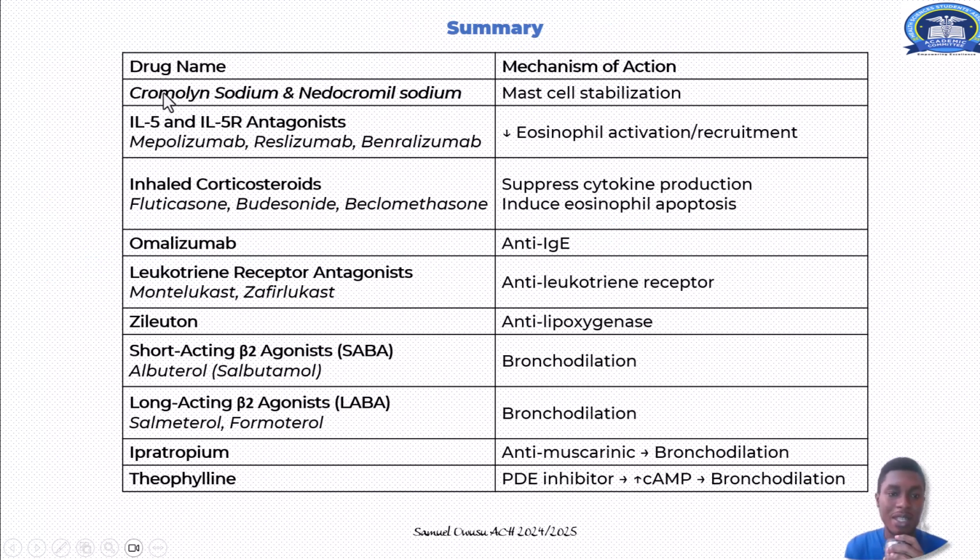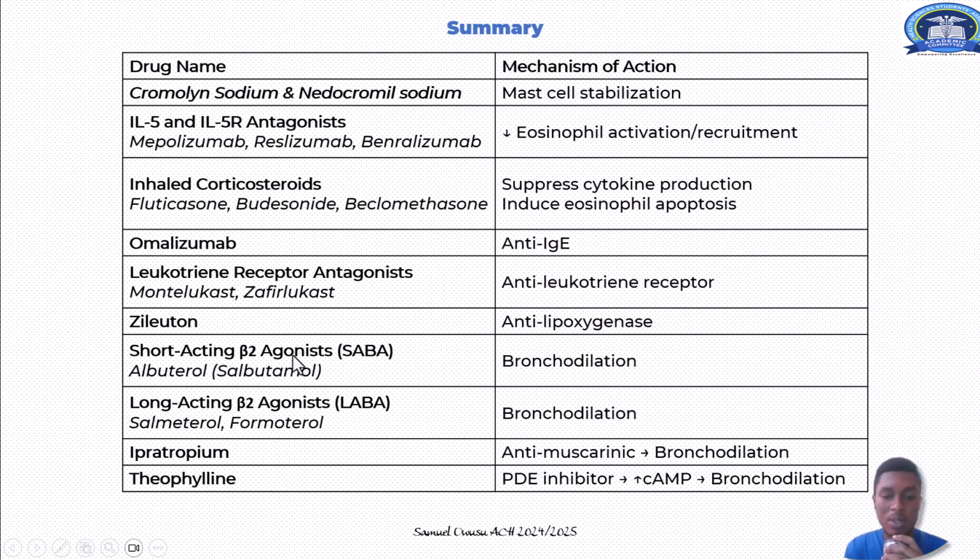We've already mentioned that cromolyn sodium and nedocromil sodium are used as mast cell stabilizers. And then these are interleukin 5 antagonists, mepolizumab, reslizumab, and the others. They tend to decrease eosinophil activation and recruitment. You want to memorize this table. It will really help you with your exams. So we have inhaled corticosteroids. They suppress almost everything. Omalizumab, anti-IgE, leukotriene receptor antagonists, montelukast and zafirlukast. We say they block the receptors, zileuton, it blocks the enzyme.